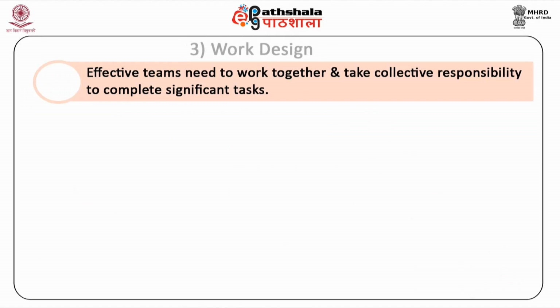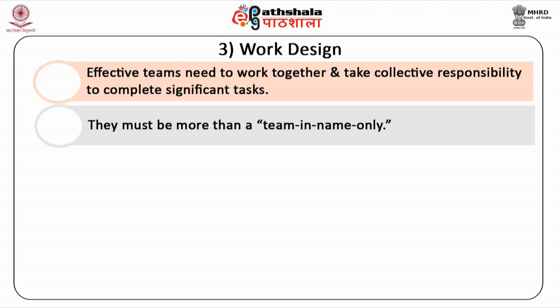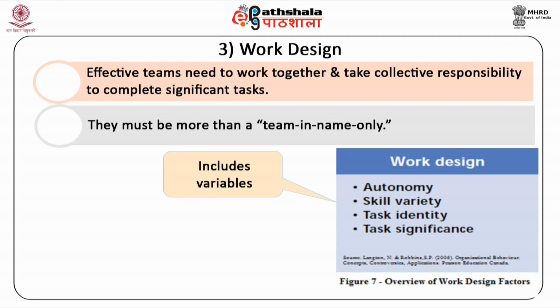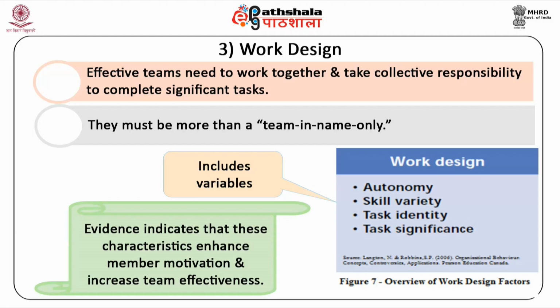Work design. Effective teams need to work together and take collective responsibility to complete significant tasks. They must be more than a team in name only. The work design category includes variables such as freedom and autonomy, the opportunity to utilize different skills and talents, the ability to complete a whole and identifiable task or product, and the participation in a task or project that has a substantial impact on others. The evidence indicates that these characteristics enhance member motivation and increase team effectiveness.